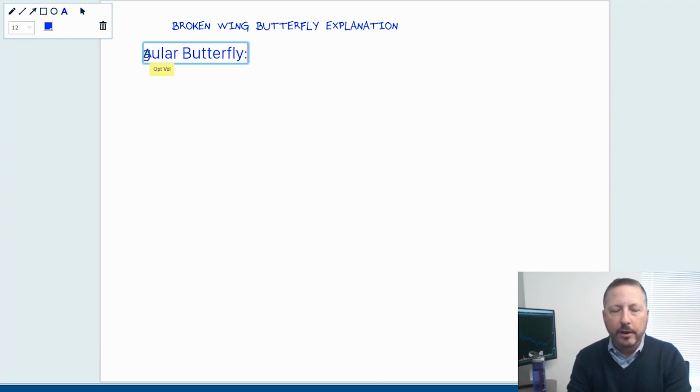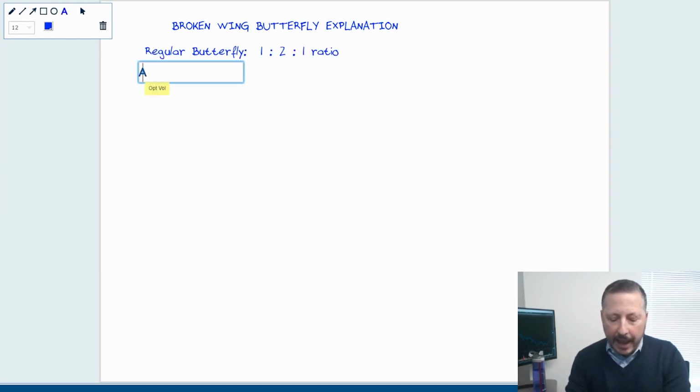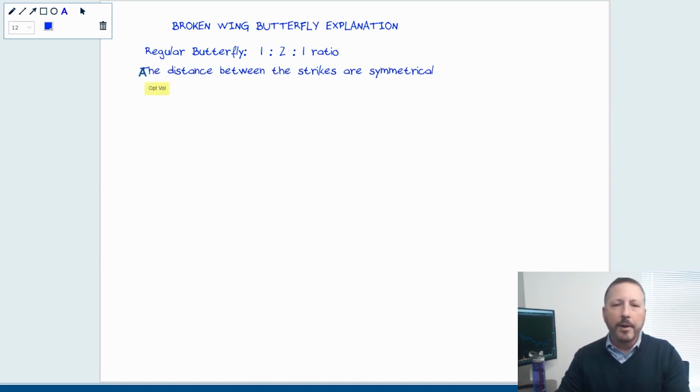Okay, so a regular butterfly was a 1 to 2 to 1 ratio, but the key was that the distance between the strikes is symmetrical. So the long might be $5 wide, the short $5 wide, 10 and 10, etc. The difference between a regular butterfly and a broken wing, and actually before I go into that, let's talk about why the wing.